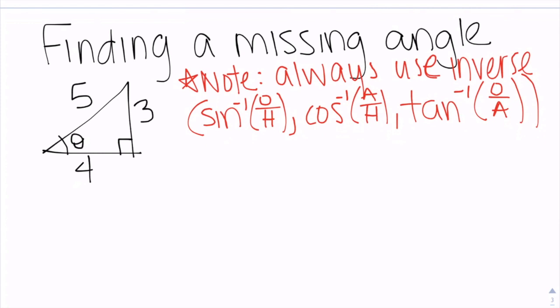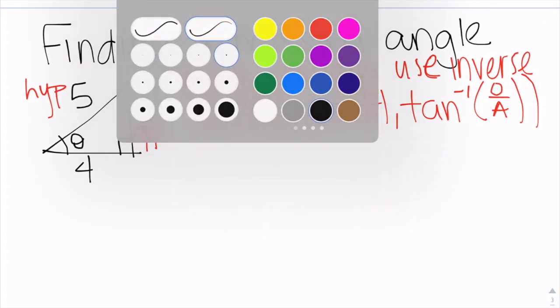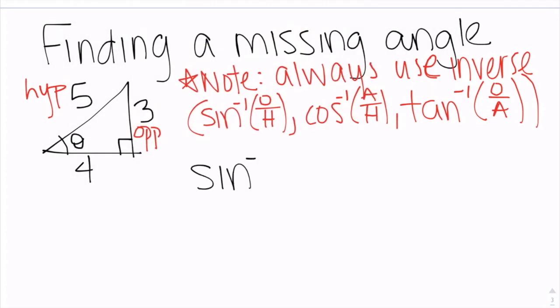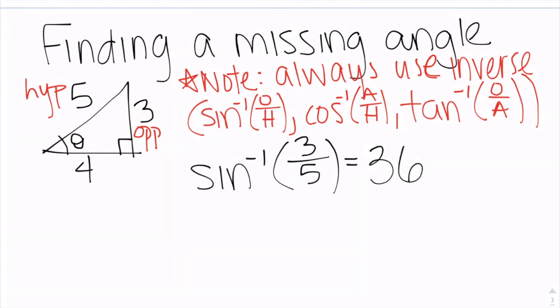And so here we're given all three sides, so we can pick which one we want to use. So I'm going to use sine, and so opposite is here, and your hypotenuse is here. And so we're going to say that the sine inverse of our opposite side over our hypotenuse side, and you just type that straight into the calculator by pressing the second key and then the sine key, and you're going to find that's approximately 36.87 degrees.